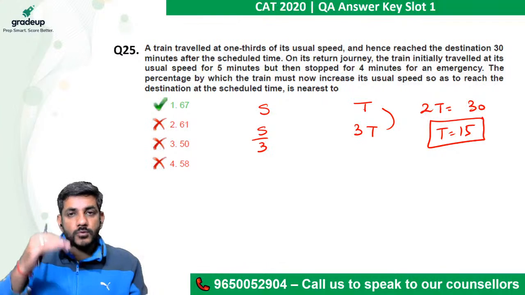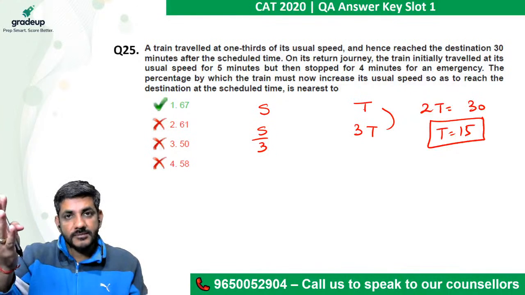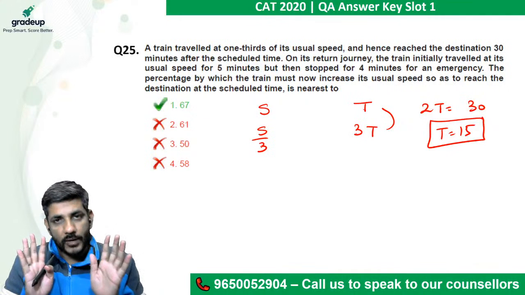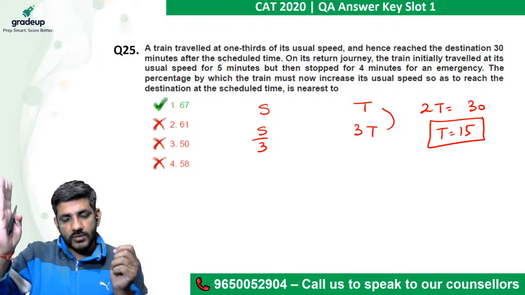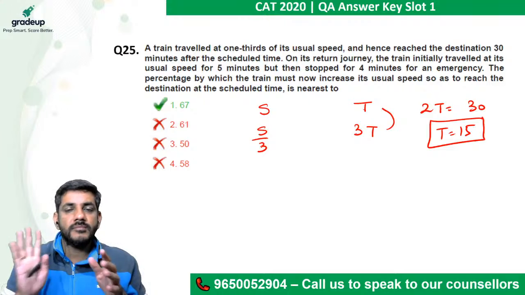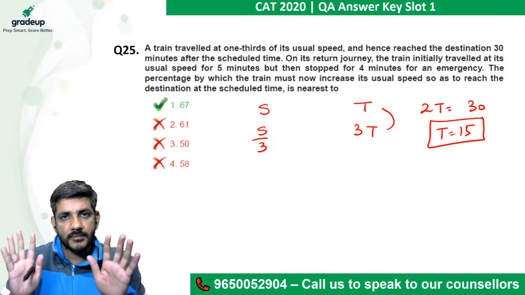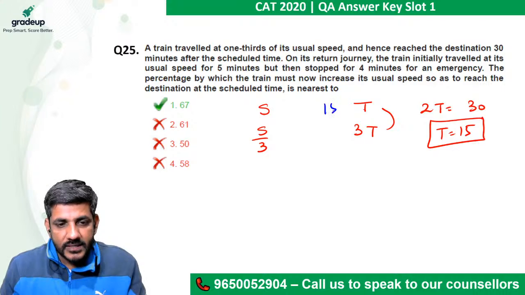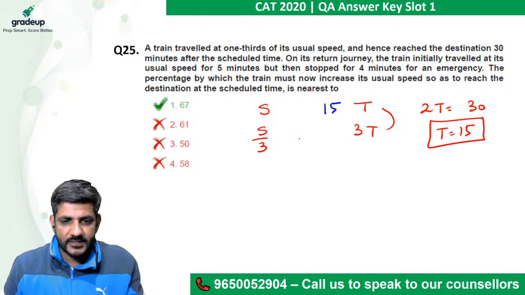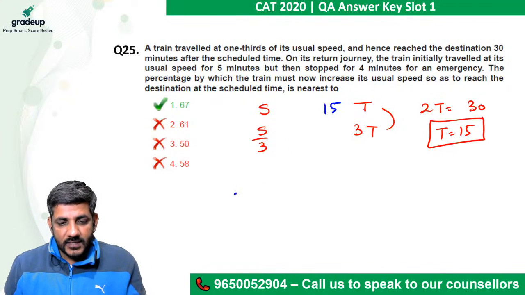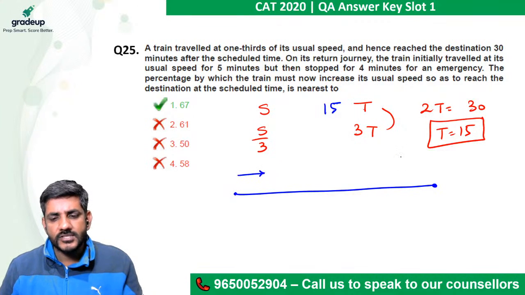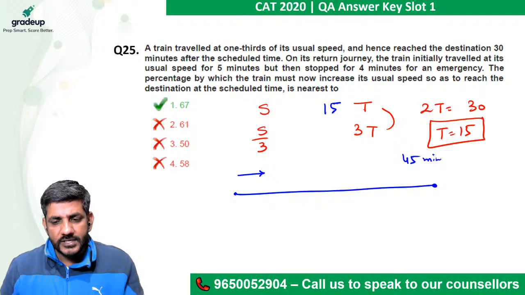If your speed becomes 1/3, your time becomes thrice. If the time becomes thrice, the time increases by twice. T से 3T हो रहा है. The increase in time is 2T, and that 2T is given as 30 minutes. So from there we get to know that T is equal to 15 minutes. So the scheduled time of the train was 15. Because of 1/3 speed, it was taking 30 minutes extra. On its return journey, let us say this was the journey. It should have taken 15 minutes, but actually it took 45 minutes to reach there.